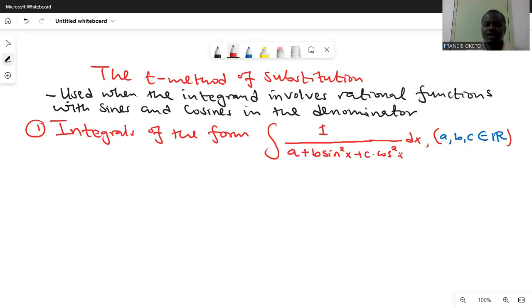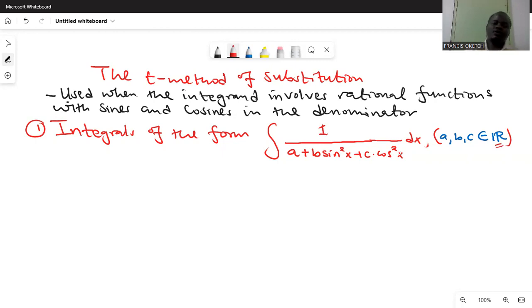And we are going to consider two forms of integrals. The first one is the integral of the form where the integrand is 1 over a constant a plus another constant b sine squared x plus another constant c times cos squared x. A, b, and c, those are constants, or we call them real numbers. When I write R, this one means the set of all real numbers.